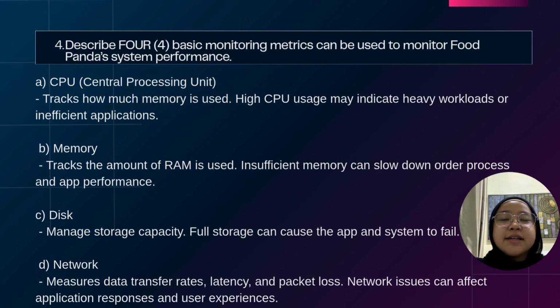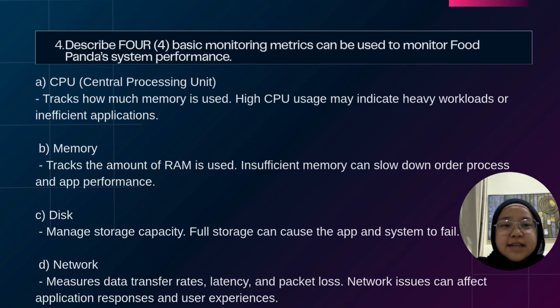Fourth question is to describe four basic monitoring metrics that can be used to monitor Foodpanda's system performance. First, CPU, which is Central Processing Unit. CPU tracks how much processing capacity is used, so high CPU usage may indicate heavy workload or an inefficient application. Second is memory. Memory tracks the amount of RAM used. When memory is insufficient, it can slow down orders and hurt performance.